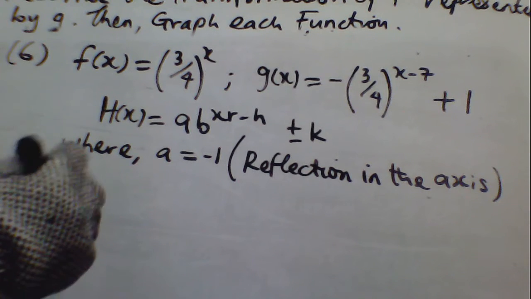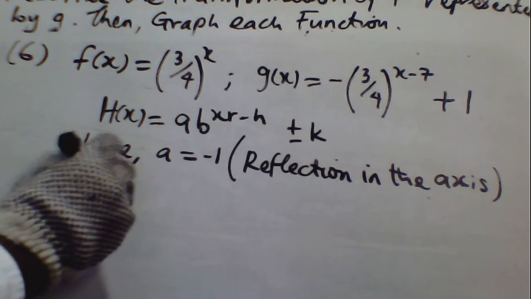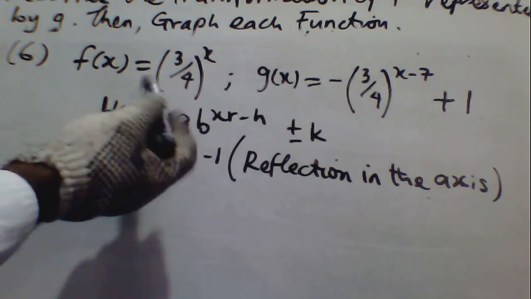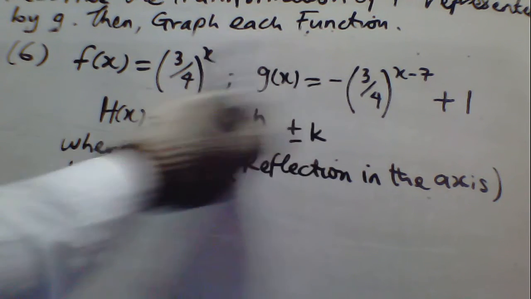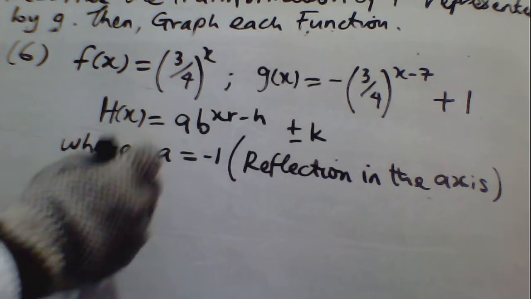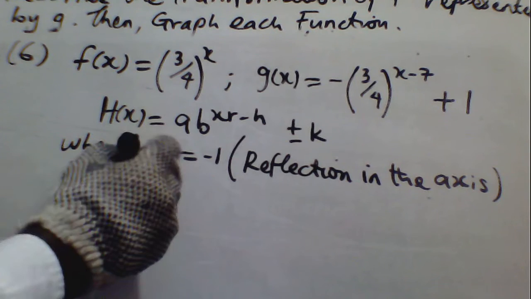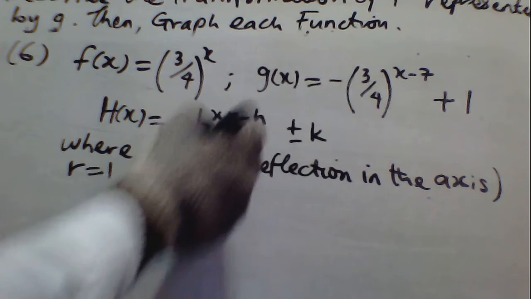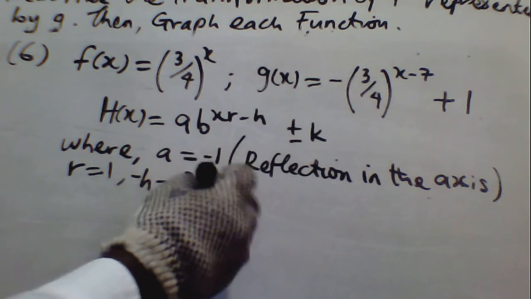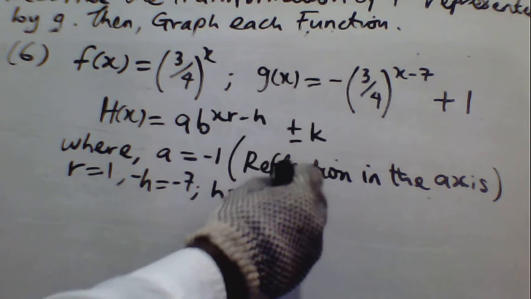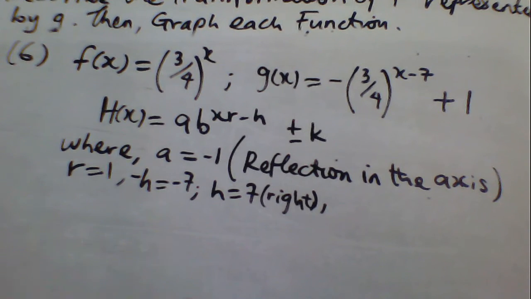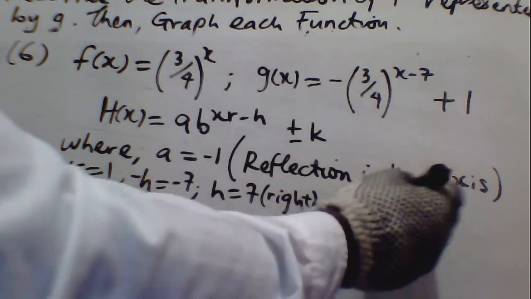We also have b equals 1. It is constant. If you look at it, b is equal to 1. It's constant between the parent and the g of x. There's no change. We have h. In this case, the first thing is to know that minus h, as here, is equal to what? Minus 7. So which means h is equal to 7. That is right. So the next is k. k is equal to plus 1. That will give us a move up.